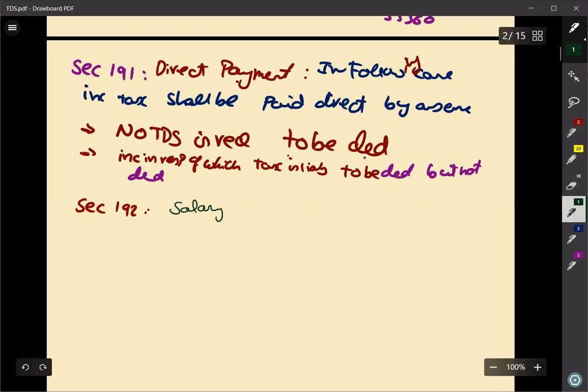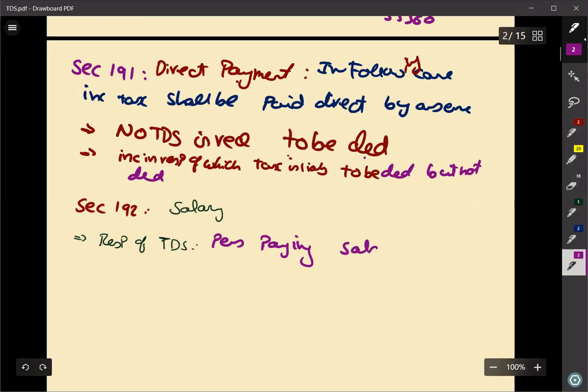Now let us try to understand this provision. Responsibility of TDS. Who is responsible? Any person responsible for paying income is responsible. So here the responsibility is fixed on the person paying salary. The person paying salary is responsible for deducting the TDS.